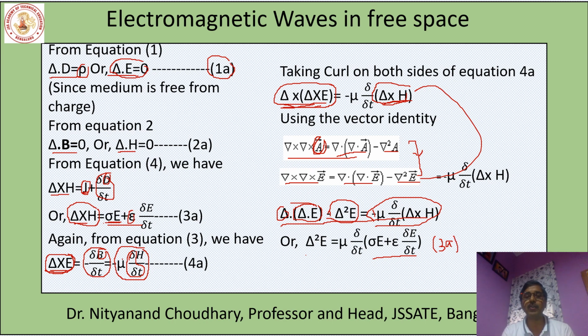Del cross E is equal to mu del upon del T sigma E plus epsilon del E upon del T. Alright. So this is your equation for electric field. This is the equation for changing electric field, where del square is equal to how much?